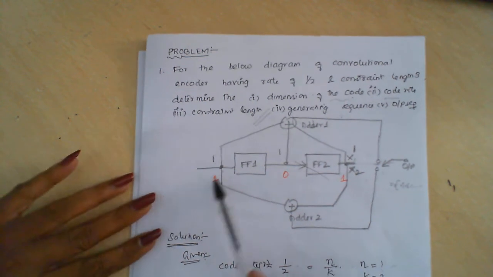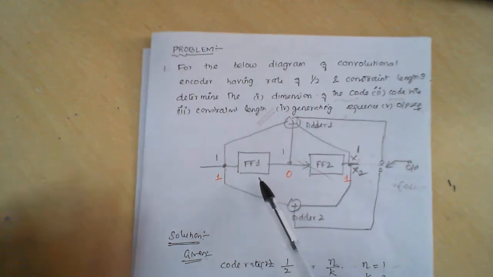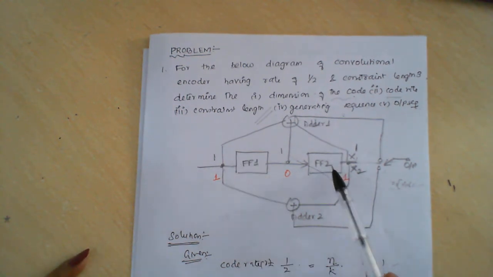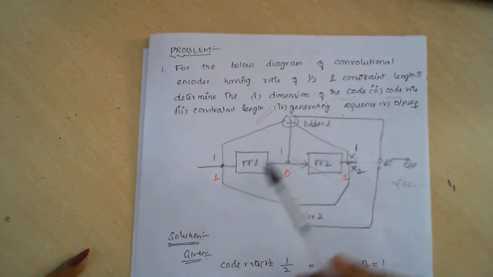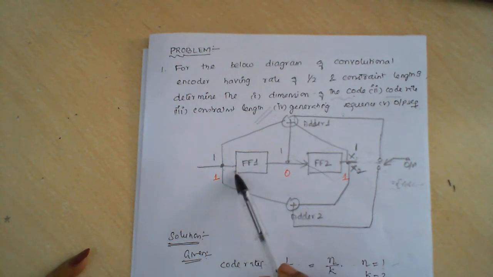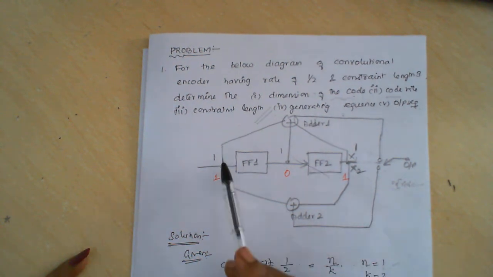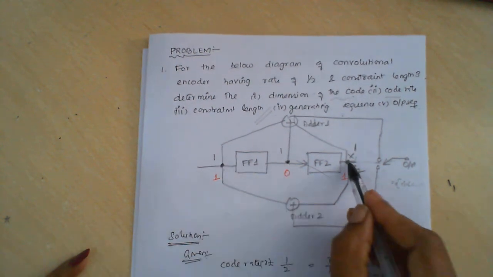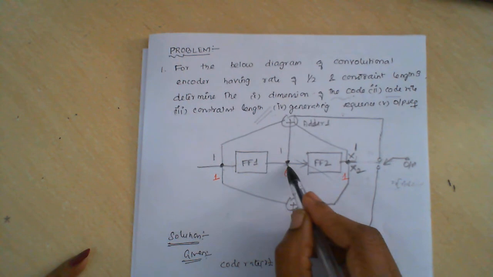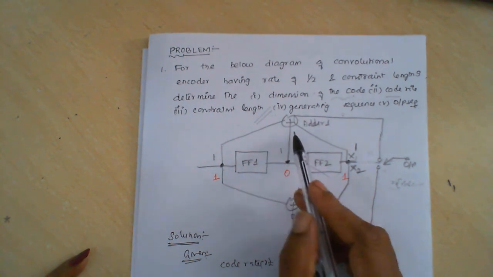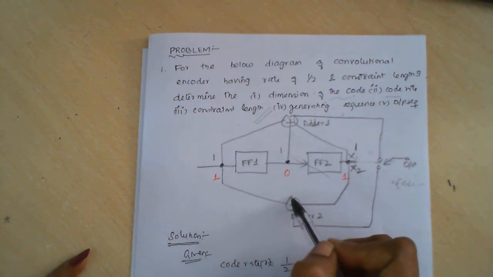As I said, the convolution encoder is nothing but consisting of a shift register. A shift register in the sense flip-flops grouped together. So the number of flip-flops is based on the input rate, that is messages you are given. So here two flip-flops are used with a connectivity point at three points. This is the connectivity point. If there is a connection established to the modulo 2 adder, then it is said to have 1. If there is no connection, then it is established as 0.